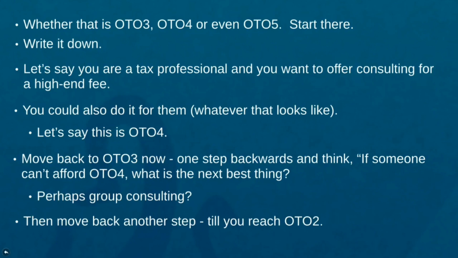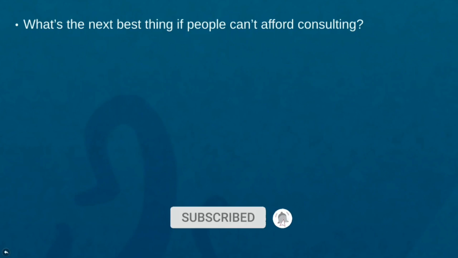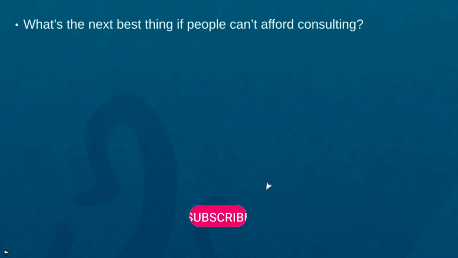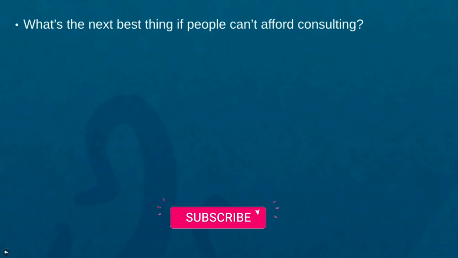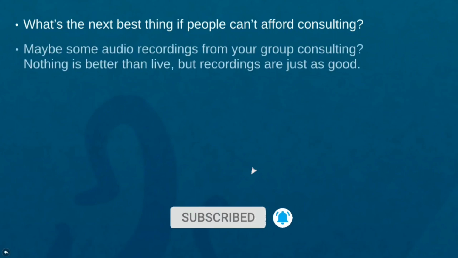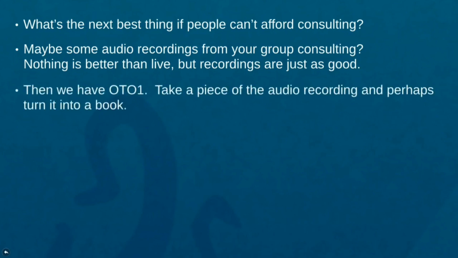What could be one-time offer number 2? Well, let's take a piece of that and move backwards. But you see, by taking a piece and piece and piece and moving backwards, what you're doing is creating a related, congruent one-time offer or funnel. So what's the next best thing if people cannot afford group consulting? Well, maybe you take audio recordings from the group consulting. Obviously nothing is better than live group consulting, but having those audio recordings is just as good. So maybe that will be one-time offer number 2.